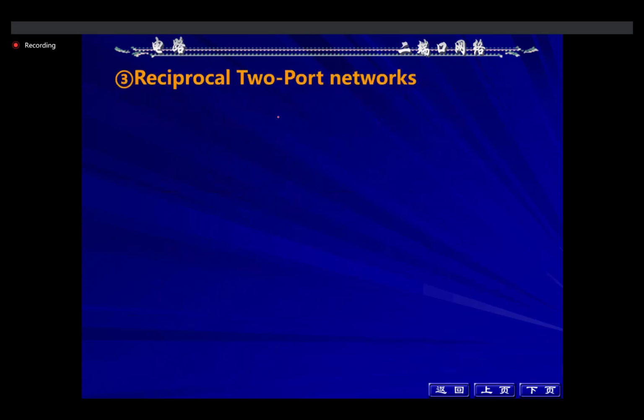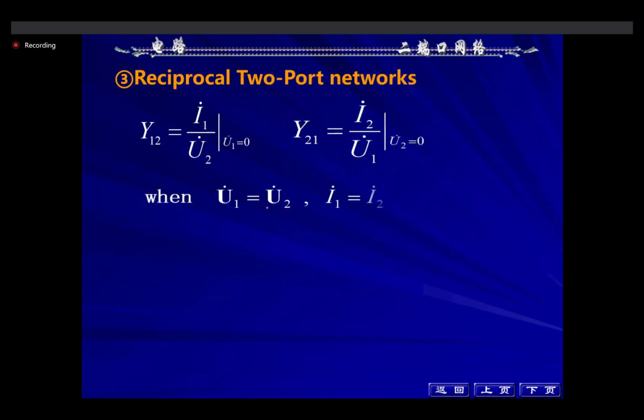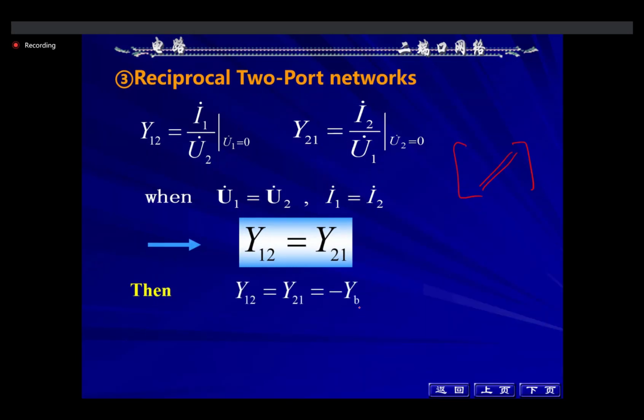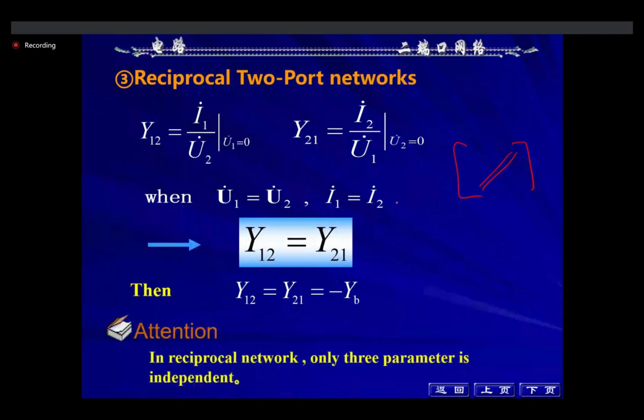For the reciprocal two-port network, Y12 and Y21: when U1 equal to U2, I1 equal to I2, we call this reciprocal. So the reciprocal condition is the Y parameter is symmetry. Y12 equal to Y21, equal to minus B. We call this reciprocal. In the reciprocal network, only 3 parameters are independent because these 2 are equal.